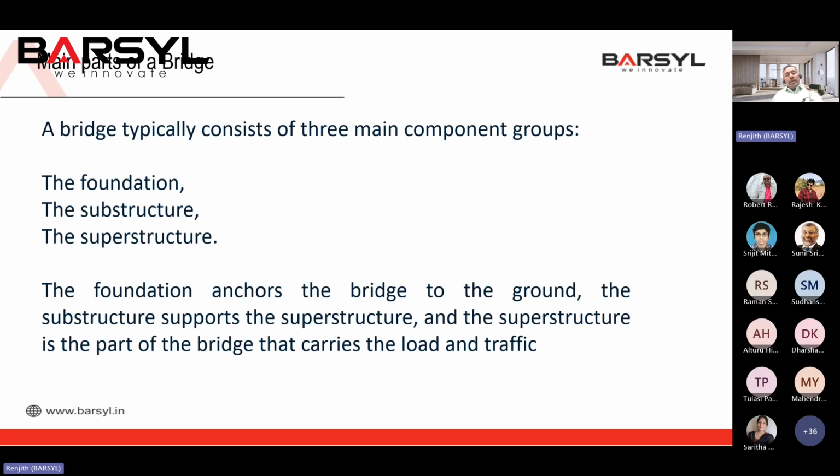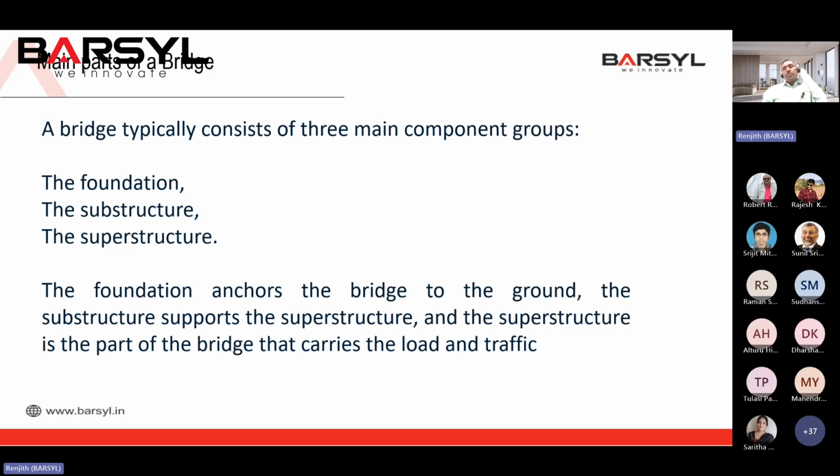And now coming to the main parts of a bridge. A bridge has different parts, but the main parts of a bridge are foundation, substructure, and superstructure. Basically the foundation transfers the load of the superstructure and substructure to the ground. That is called foundation. We decide the foundation based on the geotechnical investigation. Geotechnical investigation is taking a borehole and understanding the nature of the soil below the ground. Based on the analysis of the geotechnical report, we understand what type of foundation can be provided.